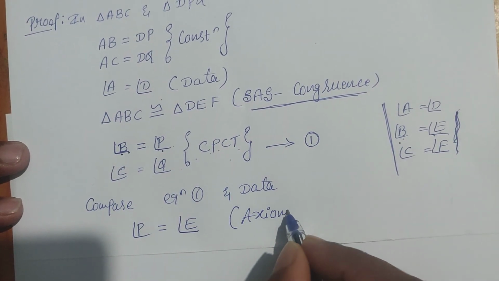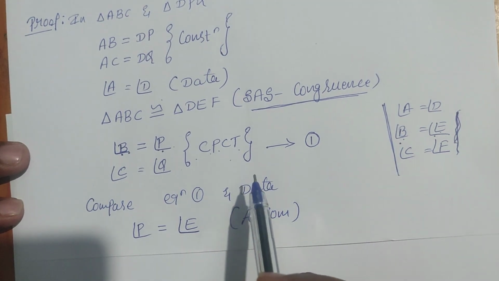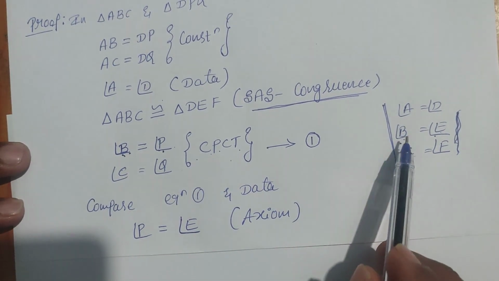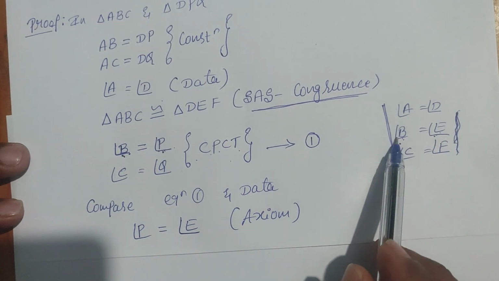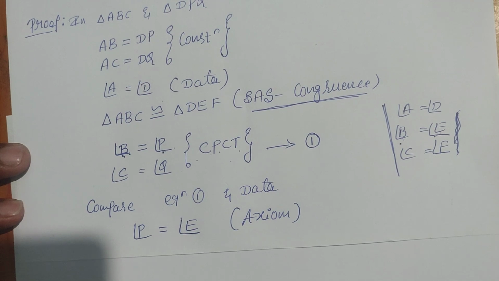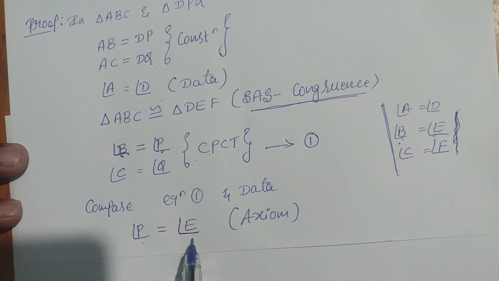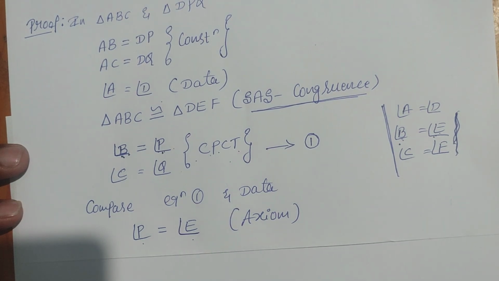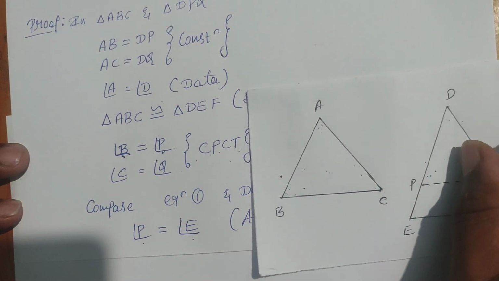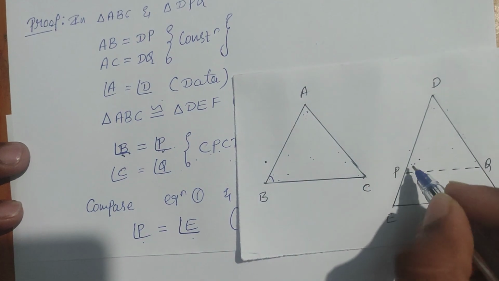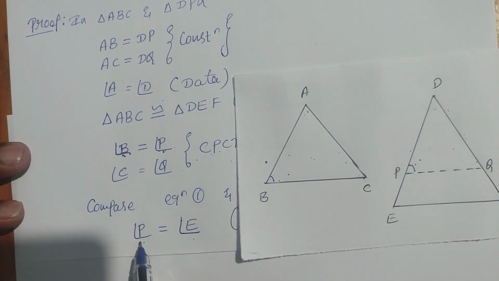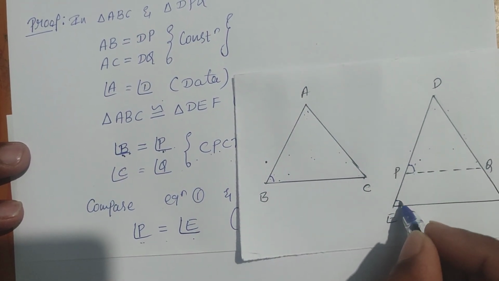Which is that axiom, sir? The things which are equal to the same thing. Here B is equal to P, B is equal to E, so the things which are equal to the same thing are equal to one another. That is, angle P is equal to angle E. Let me show why I have proved that. Observe the figure here. I just proved that angle B is equal to angle P from the CPCT, and now I have proved angle P is equal to angle E.